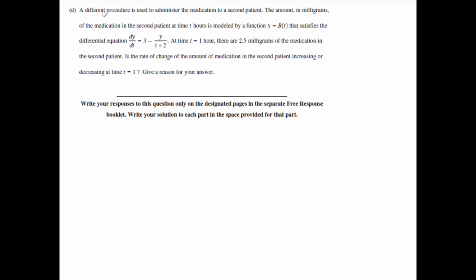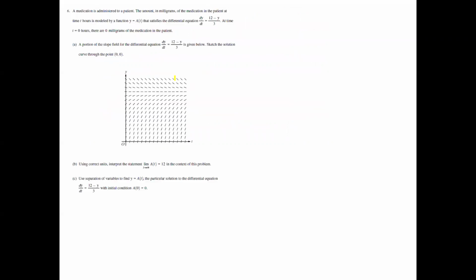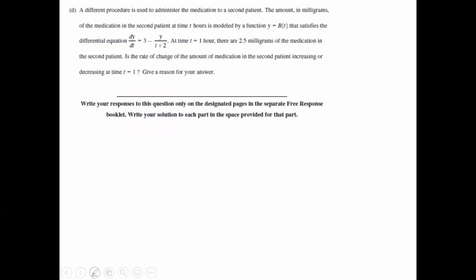So part D basically says a different procedure is used to administer medication to a second patient. The amount in milligrams of the medication in the second patient at time t is modeled by the function y equals B of t that satisfies the differential equation, which is the rate of change of the milligrams of medication given to the second patient. At t equals 1 hour, there are 2.5 milligrams of medication in the second patient. Is the rate of change of the amount of medication in the second patient increasing or decreasing at t equals 1? Give your reason, so you're going to have to justify it with words in the situation for this question.